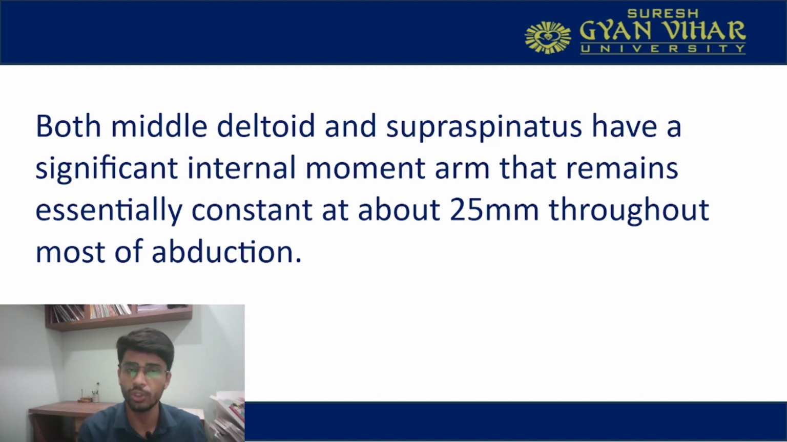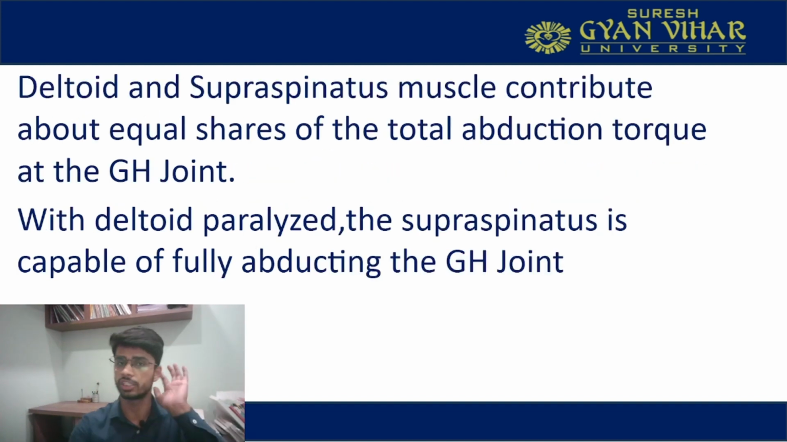For those who do not know what an internal moment arm is, you must go and watch the first video of this biomechanics series, which was about levers, in which we discussed the external moment arm and the internal moment arm. The internal moment arm is the fixed perpendicular distance from the fulcrum to the point of insertion of the muscle. For the middle deltoid and supraspinatus it is almost fixed at 25 millimeters throughout the abduction. Your deltoid and supraspinatus muscles contribute equally to the abduction: 50% of the abduction force comes from the deltoid and 50% comes from the supraspinatus.